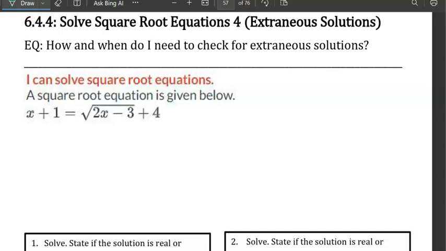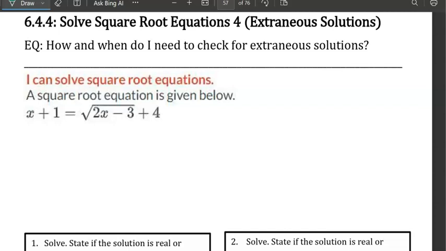6.4.4 Solve square root equations for extraneous solutions. Essential question: How and when do I need to check for extraneous solutions? Skill: I can solve square root equations. A square root equation is given below.